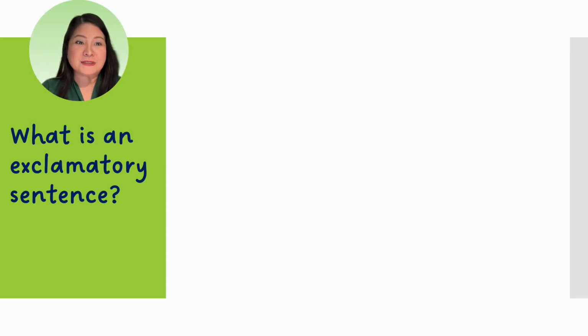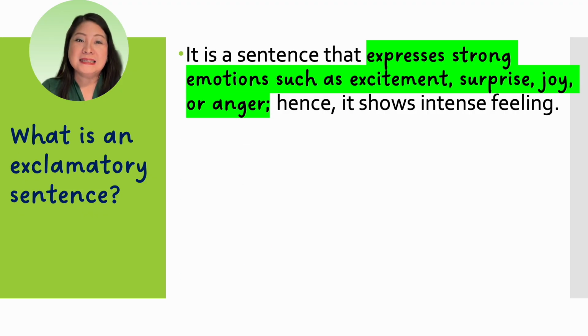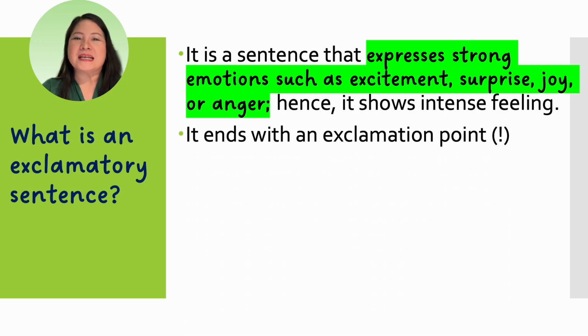And now the fourth type is an exclamatory sentence. So what is an exclamatory sentence? It is a sentence that expresses strong emotions such as excitement, surprise, joy, or anger. Hence, it shows intense feeling. It ends with an exclamation point.